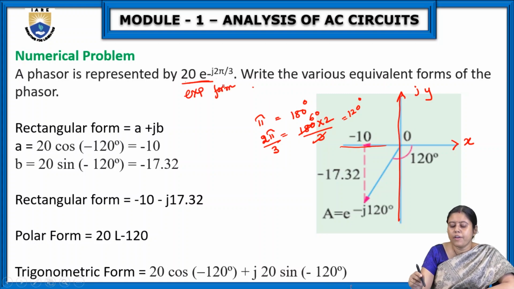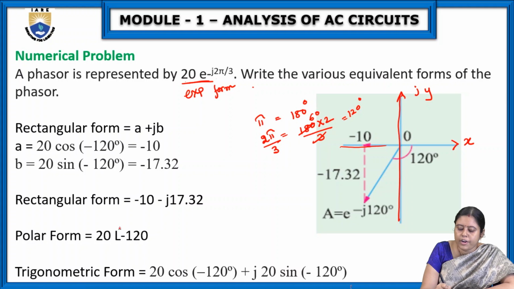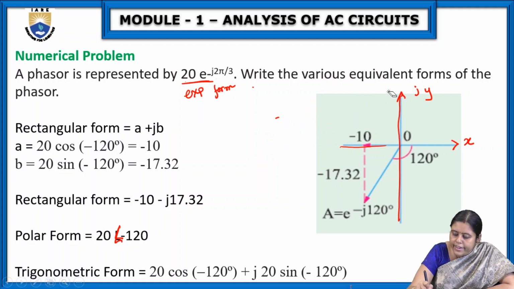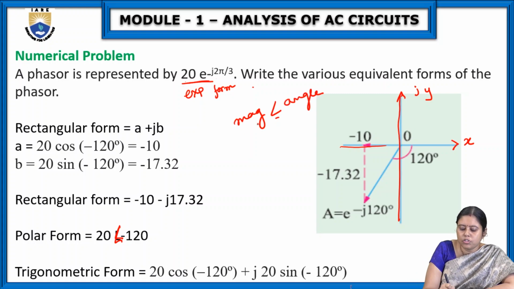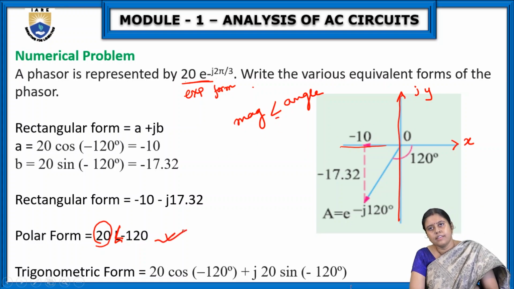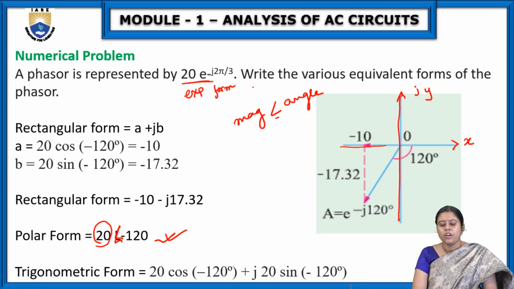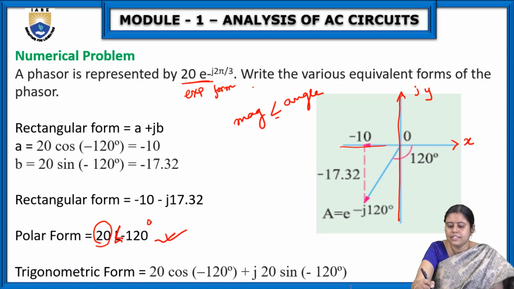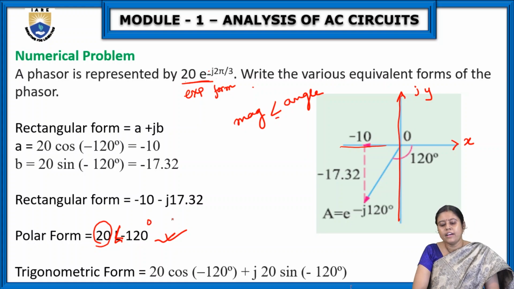If I want to write it in the polar form, what will it be? Polar form means magnitude at an angle. Magnitude is 20, angle is 120 degrees. So we got our polar form, this is very easy: 20 at an angle 120 degree. As this is minus, this is minus 120 degree.